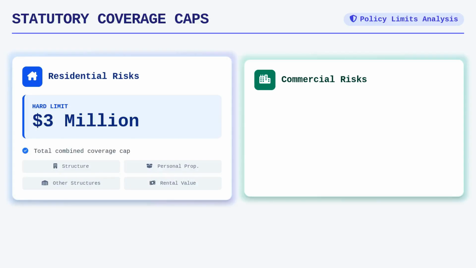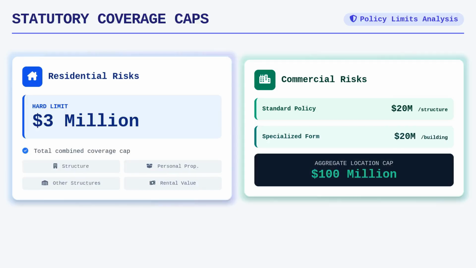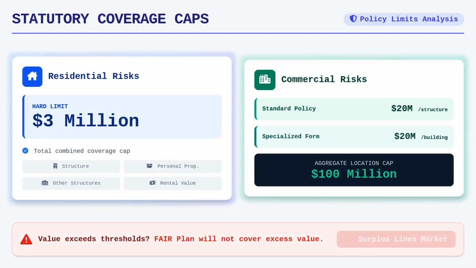For commercial risks, the operational landscape has adapted to larger exposures through a tiered framework that caps standard commercial policies at $20 million per structure. High-value commercial exposures can potentially access limits up to $20 million per building with an aggregate location cap of $100 million under specialized commercial forms. If a residential client owns a structure with a reconstruction value exceeding the $3 million threshold, the Fair Plan will simply not cover the excess value, forcing the consumer to seek specialized excess fire insurance layers in the surplus lines market.